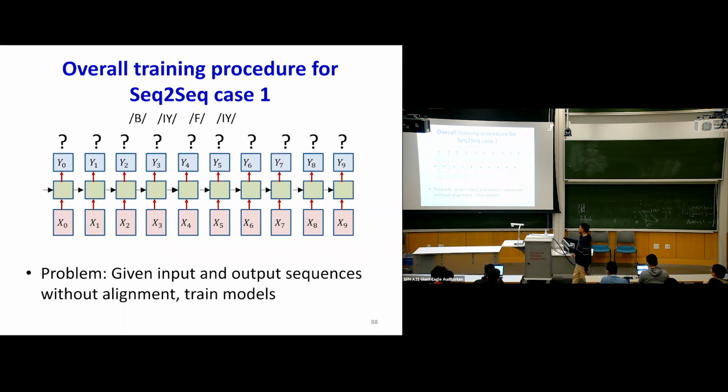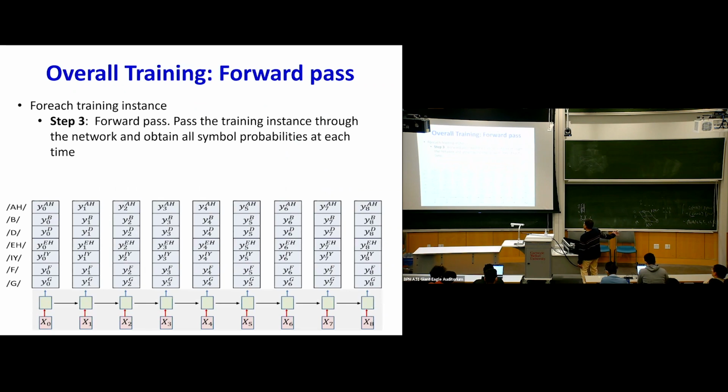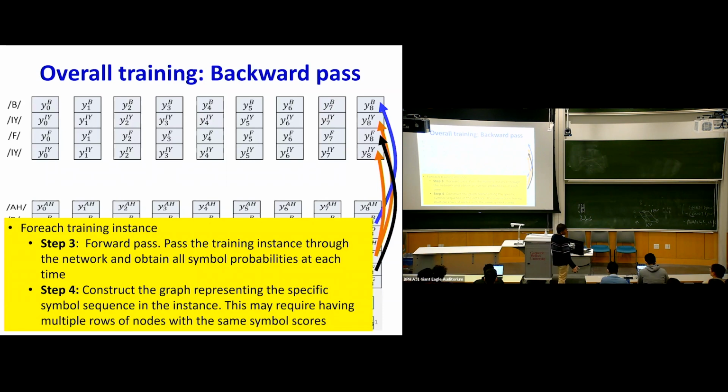So here's the overall training procedure. You're given input and output sequences without alignments to train the models. You're going to set up the network, typically a many-layered LSTM or something else. You initialize all the parameters of the network. And then in the forward pass, you pass each training instance through the network and obtain all symbol probabilities at each time. Then from these, you compute the compressed table, which only represents the specific symbol sequence for that input. This is being done for every input, right?